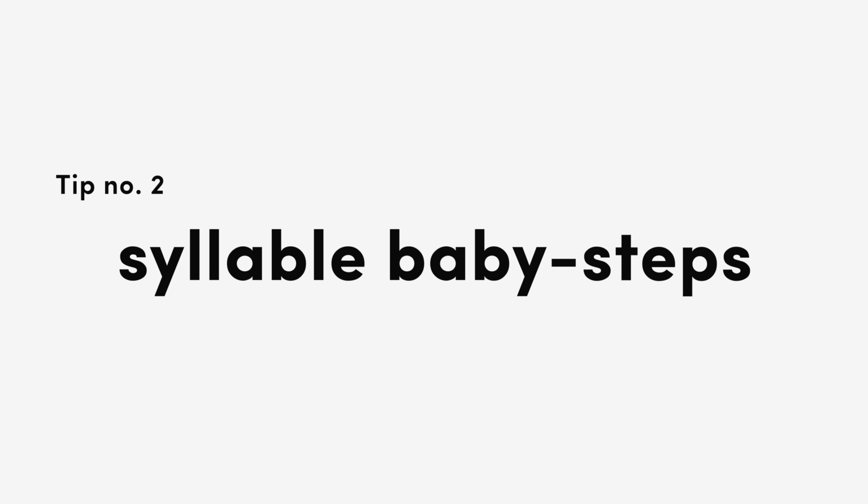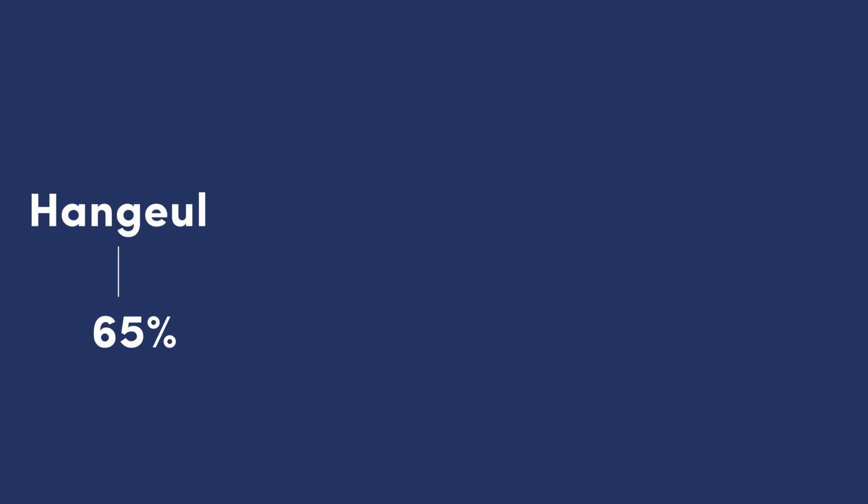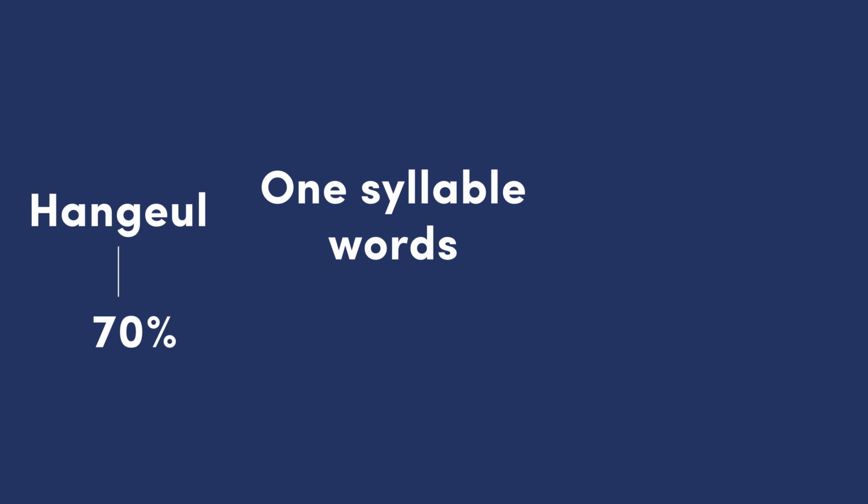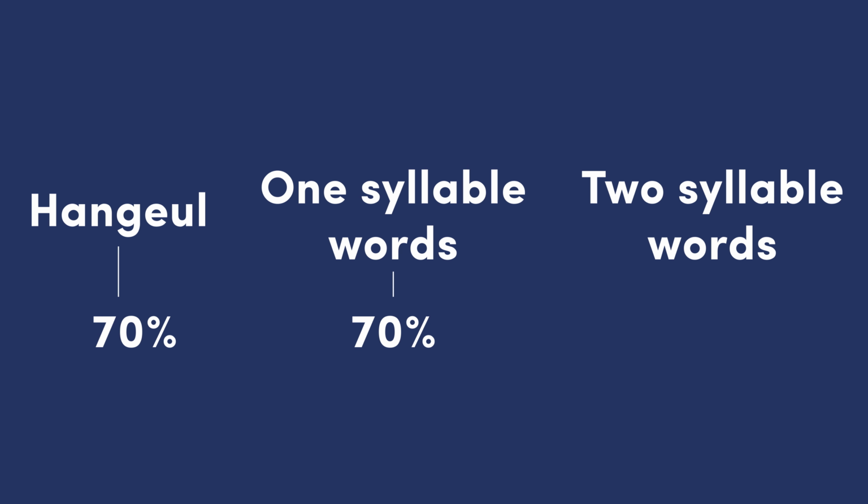Tip number 2, syllable baby steps. When learning Hangeul, you might be wondering when you would start learning actual words. A good strategy is to review Hangeul until you're about 70% confident with the alphabet. Then, start learning single syllable words along with reviewing the Korean alphabet. Then, when you're about 70% comfortable with the single syllable words, move on to 2 syllable words. Repeat the process for more advanced words.